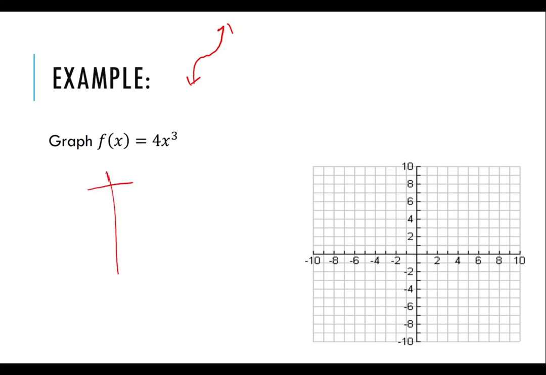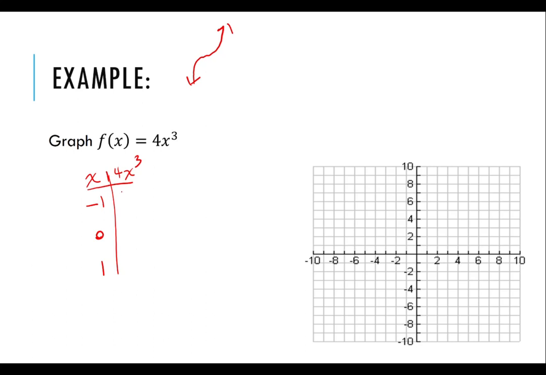So a t-chart says pick some x values and plug those into the function, and we can evaluate it. And then we can plot the ordered pairs that we find. So I'm going to pick some nice easy values to calculate. How about 0? 0 is a good value to calculate. And then I'm going to also pick negative 1 and positive 1. We'll plug these values in.